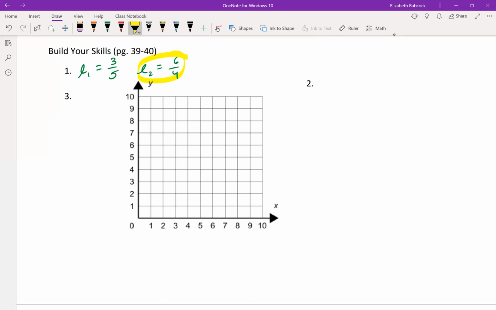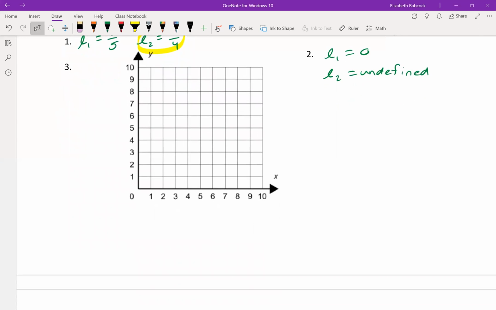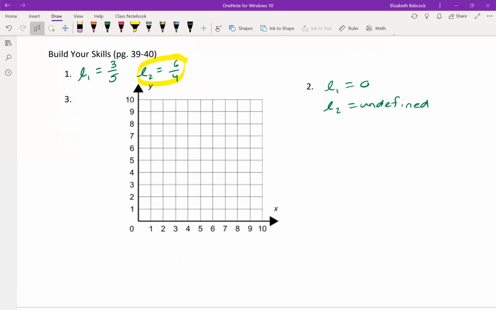Okay. For question number 2, very, very easy answers. Because line 1 is 0. Line 2 is undefined, because you cannot divide by 0. Okay. Then we are on to question 3.